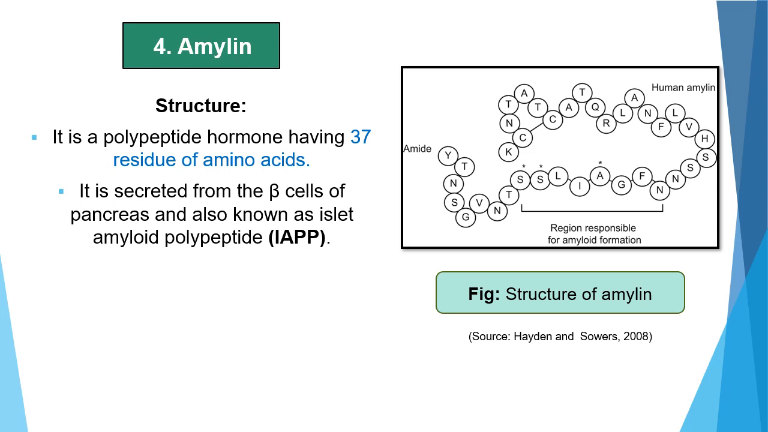Next comes amylin. Let me talk about its structure. Amylin is a polypeptide hormone having 37 residues of amino acids. It is another hormone that is secreted from the beta cells of the pancreas and is also known as islet amyloid polypeptide, that is IAPP. In the figure, you can see the structure of amylin.